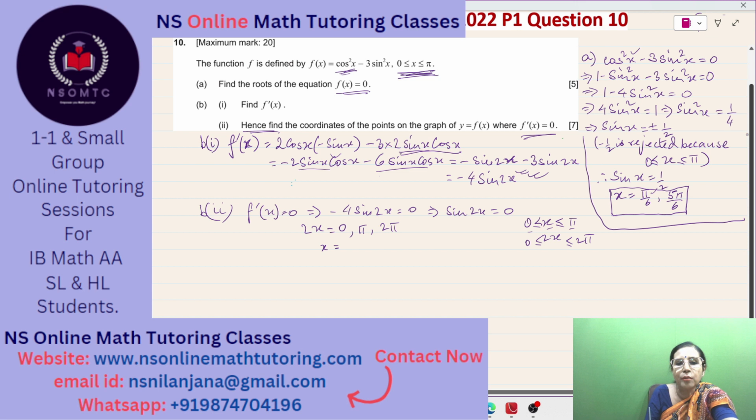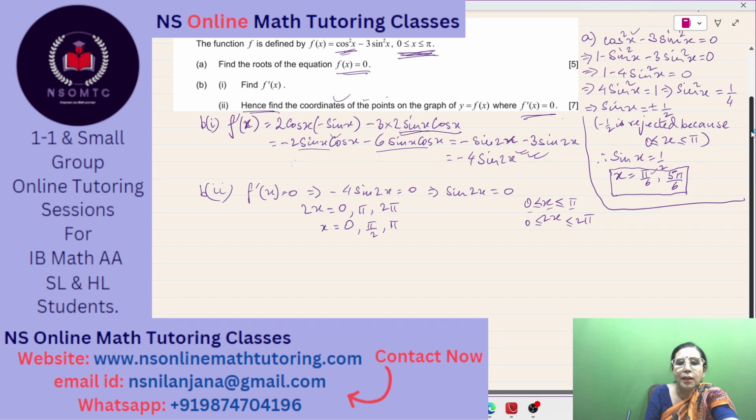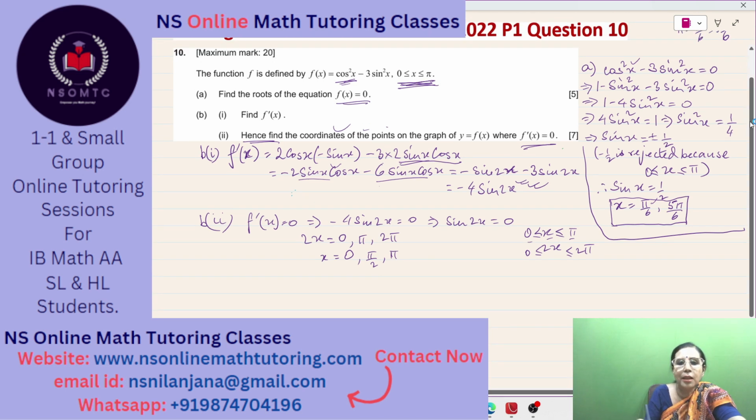Therefore, x will be equal to, I'm dividing all the numbers by 2. So 0 divided by 2 is 0, pi divided by 2 is pi by 2, and 2 pi divided by 2 is pi. And they are saying find the coordinates of the points. So it is not that we can give all the x coordinates and only the x coordinates. We have to get the y coordinates also. Okay. So let me write the function expression once more. I think you are being able to see the function expression.